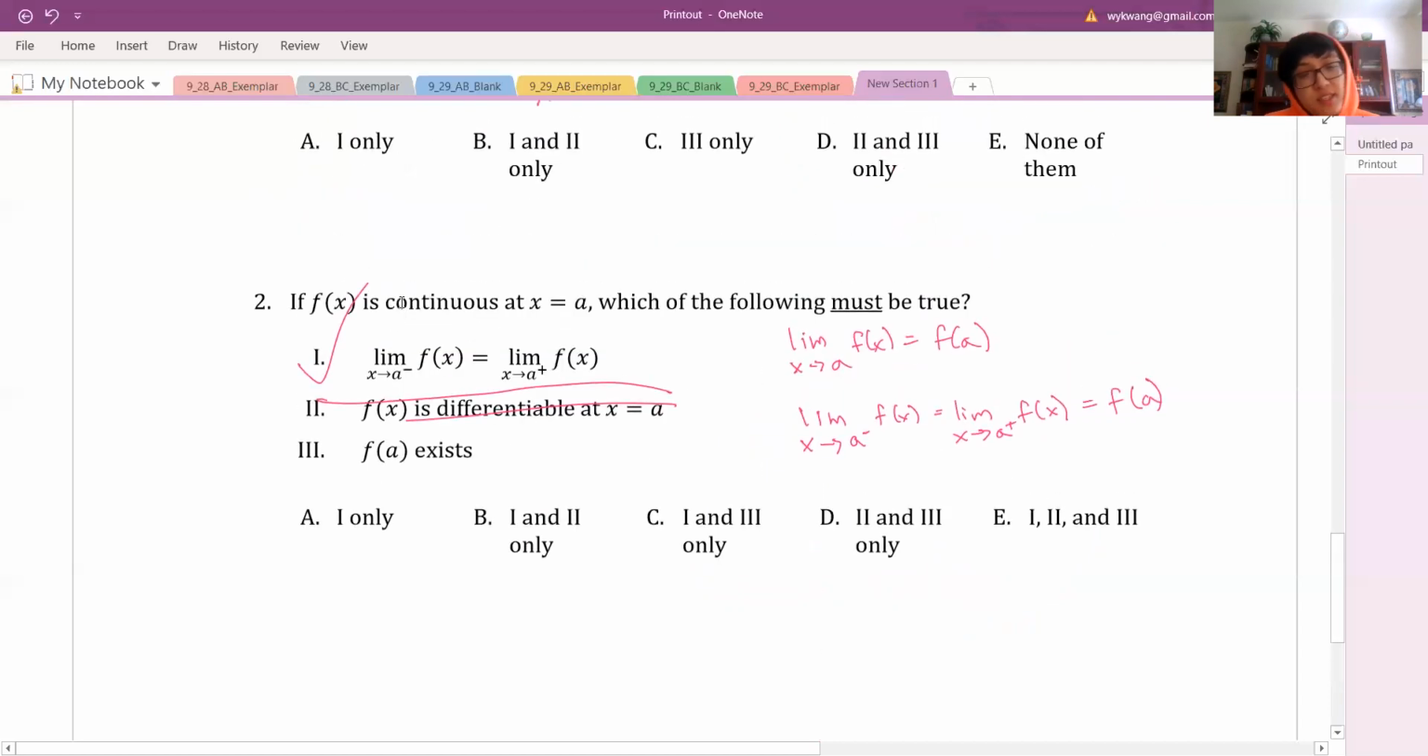F of a exists is the third one. Well, let's look at our definition. What happens if f of a doesn't exist? Okay, it can't be continuous then, right? Because what does this limit of f of x equal to? If f of a doesn't exist, then this whole thing can't be true, right? You don't even have anything to be equal to each other. So how can the limit of f of x as x approaches a be equal to f of a when f of a doesn't even exist? So f of a has to, at the very least, exist, right? So that must be true. So it's going to be 1 and 3. So it's going to be C also.